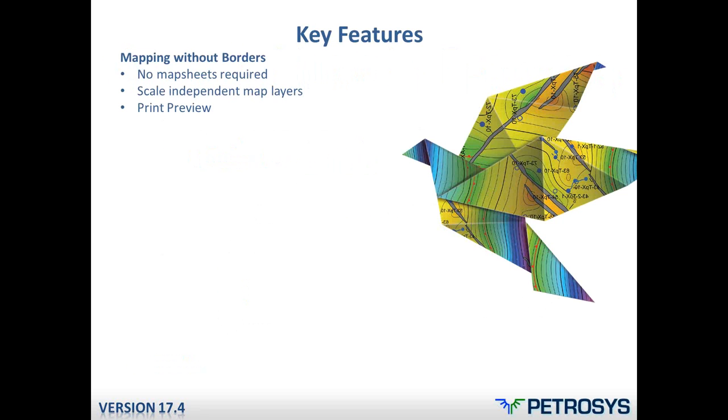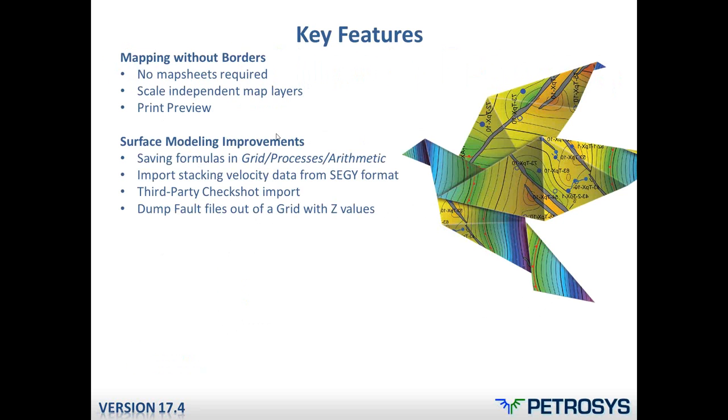We've removed that need so that you are able to create these dynamic maps, as well as a couple other new things in the 2D mapping module. We also added some improvements to the surface modeling, mainly around the ways of importing stacking velocities and how you can utilize grid arithmetic to do some depth conversions. Also, the import of checkshot surveys directly from your third-party data stores. So it's another really handy thing to be able to do.